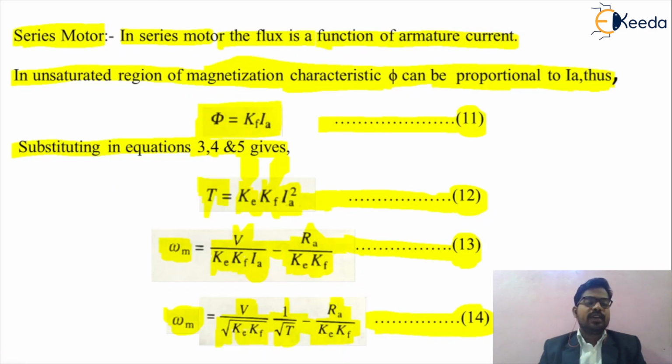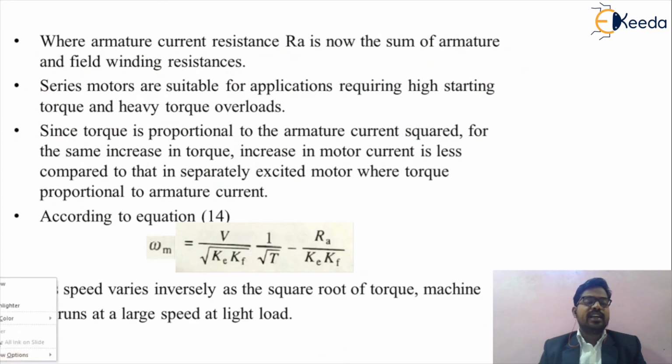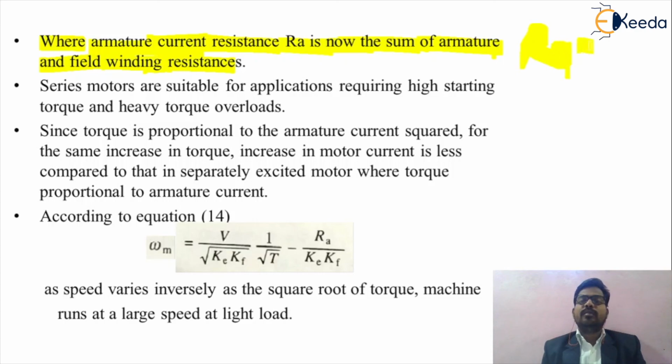Okay. So friends, while we are studying these characteristics, a very important thing that we have to observe is that the armature circuit resistance Ra is now the sum of the armature and field winding resistance, means armature resistance plus field winding resistance. Okay. Then series motors are suitable for applications requiring very high starting torque and heavy torque loads. So that's why obviously the DC series motor will be preferred for traction purposes.